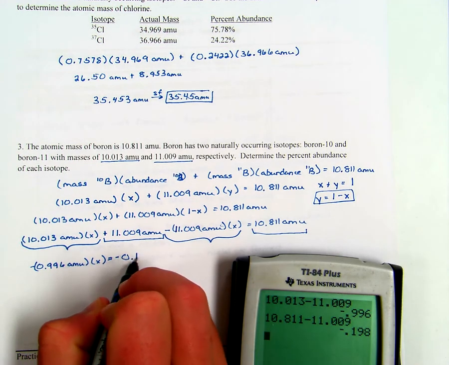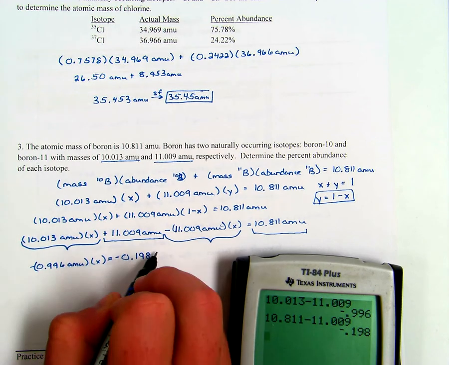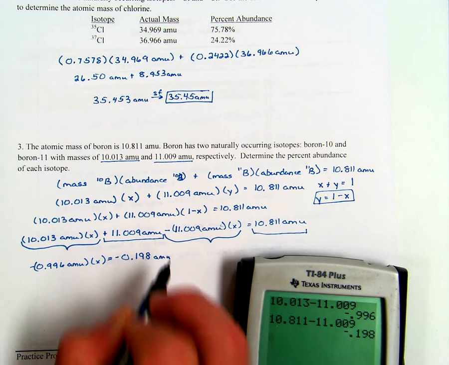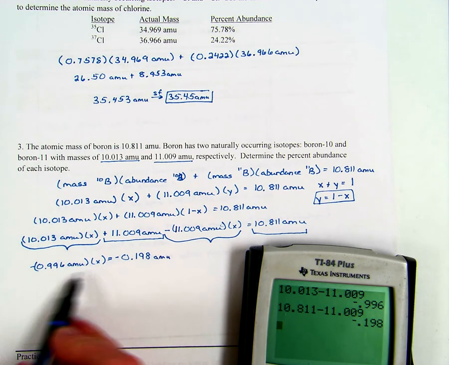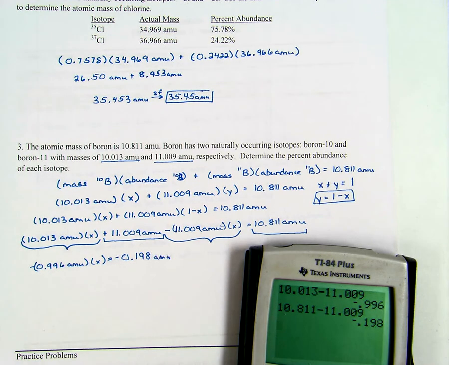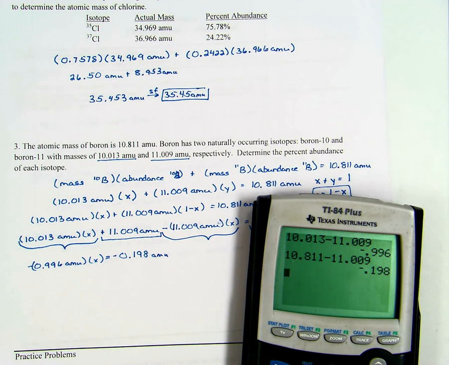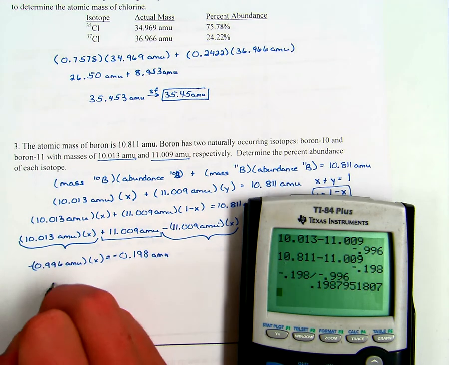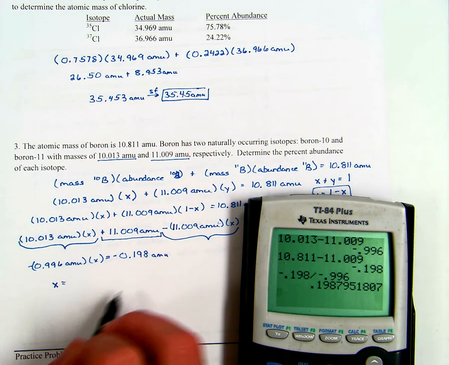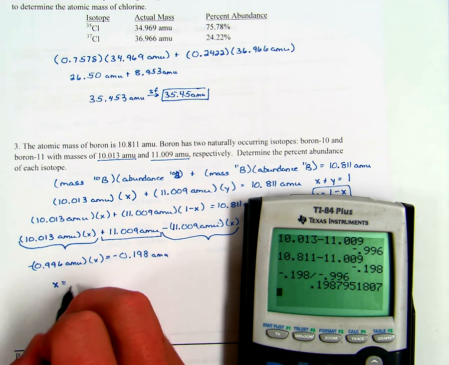At this point, I can simply solve for x. If I divide both sides by a negative 0.996, I have negative 0.198 divided by negative 0.996. This gives me a value for x. And notice this is sig figs. I have 3 sig figs in both those measurements I have left. That gives me 0.199 for x. Okay, so I have x now.